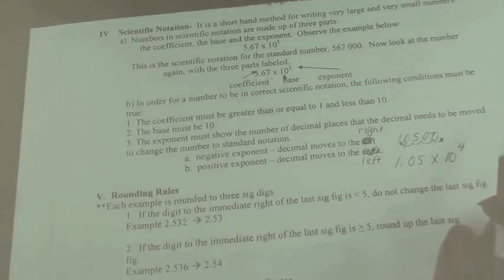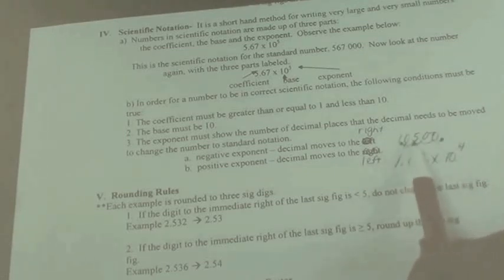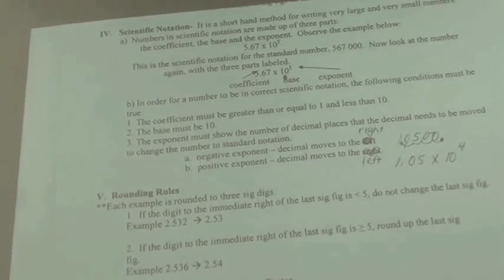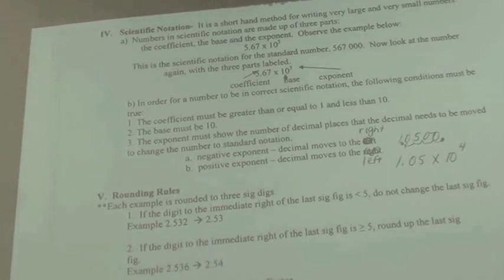The way that I always remember it is I needed to make 10,500 much smaller. I made it 1.05. If I make the coefficient smaller, I need to make the exponent larger. Okay. Please read the rounding rules.